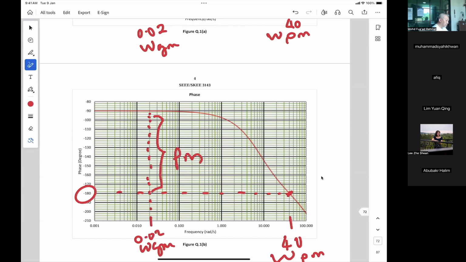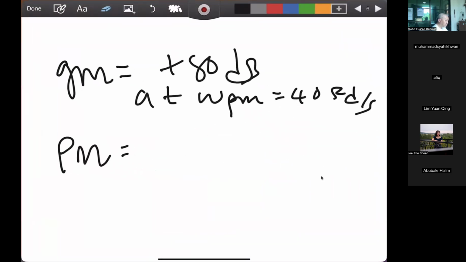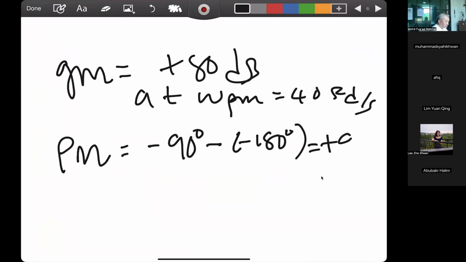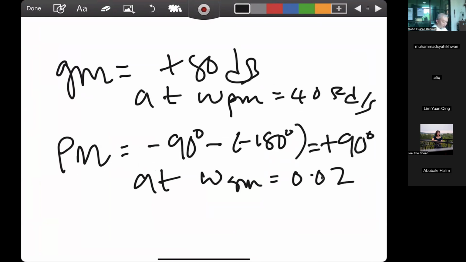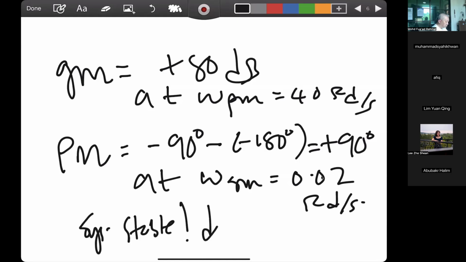90. Negative 90. Positif ke negatif? Positif. Negative. Reading dia minus 90. Minus 180 plus 90 degrees. Kan? Ini macam tak ready je ni. Bahaya ni. So, system stable due to positive gain margin and phase margin. Okay, okay tak?